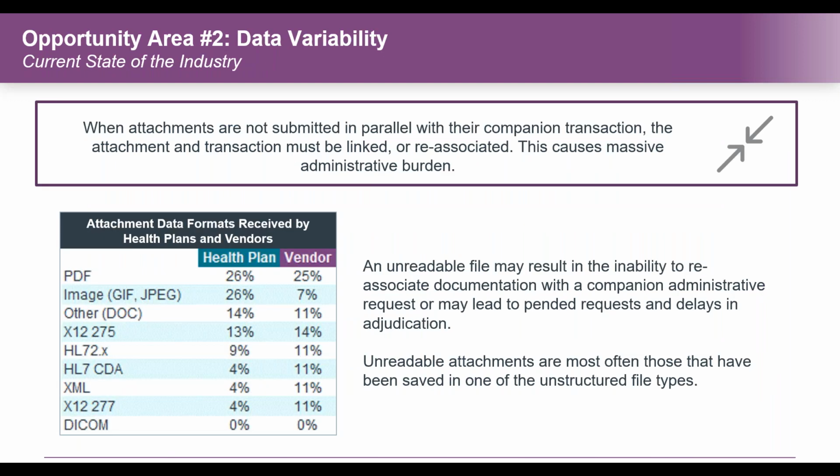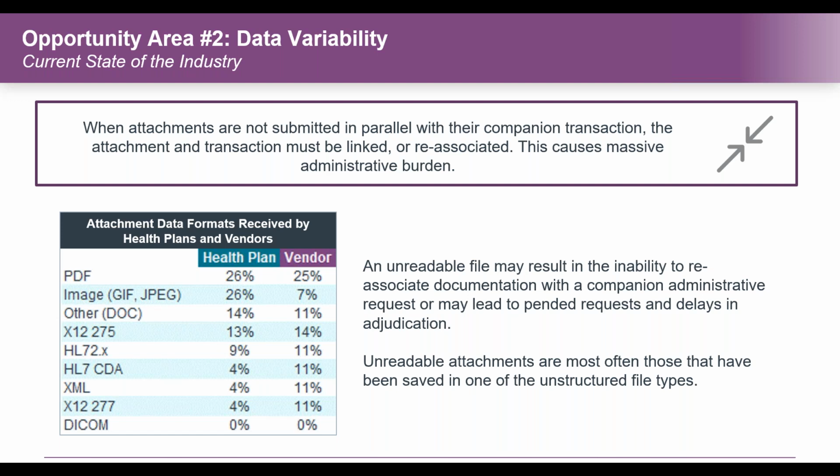So on the next slide, I'd like to talk about our second opportunity area, which is data variability. And by data variability, we mean the degree to which data shared between parties diverges from expected structural norms. Data may be in a non-uniform format, or it could be in variable sizes, or data may diverge from the type of submission pattern or the naming conventions within the data or the metadata within the data. And we've identified two challenges related to the topic of data variability. The first is related to reassociation of attachments to a companion administrative transaction. And the second is the use of unstructured file types and file sizes.